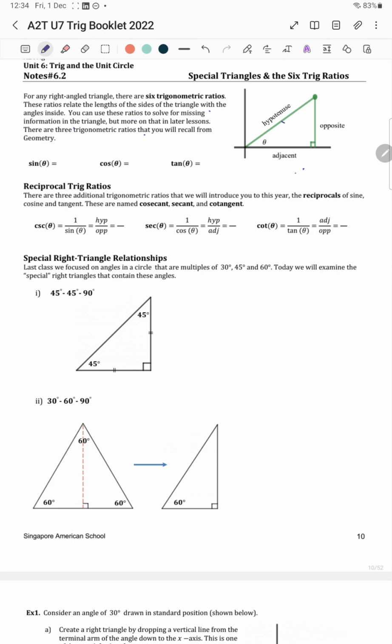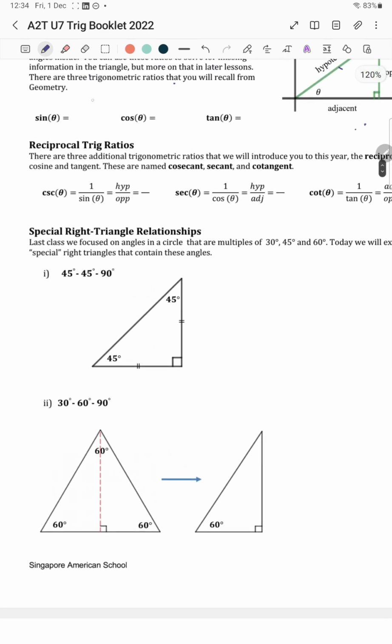Okay. So sine theta is equal to opposite over hypotenuse, cos theta is equal to adjacent over hypotenuse, and tan theta is equal to opposite over adjacent.